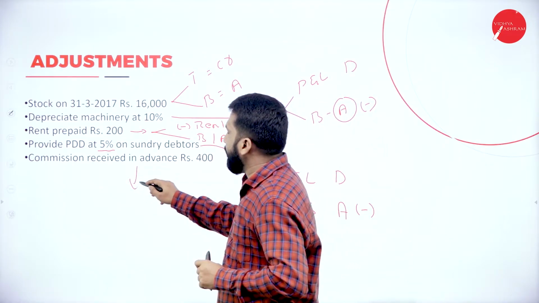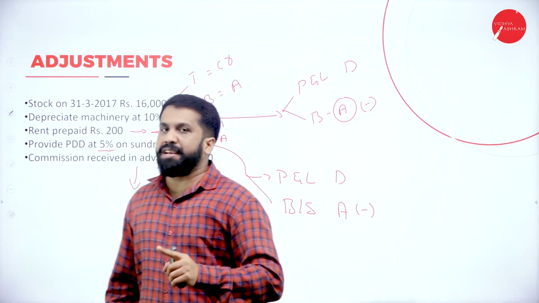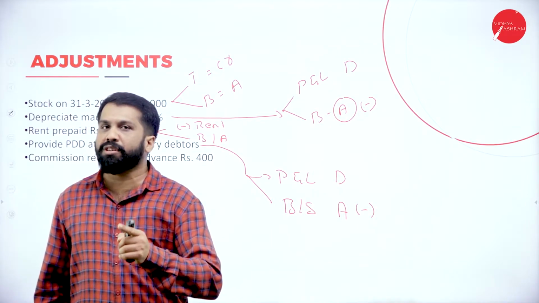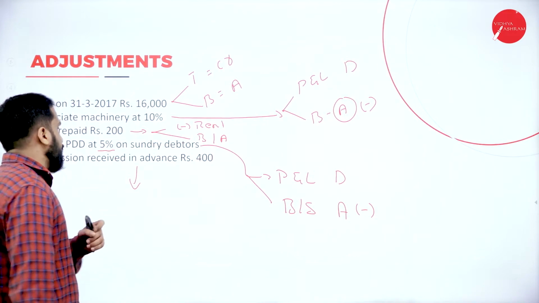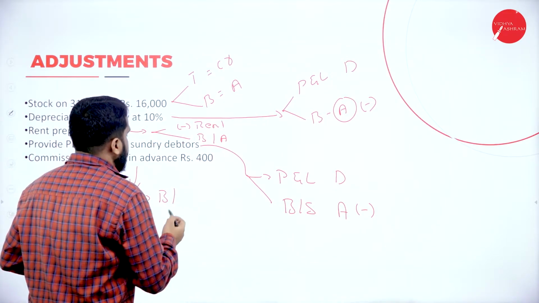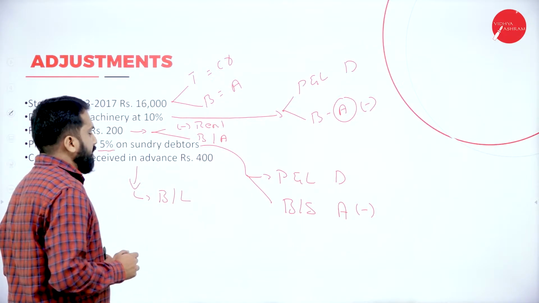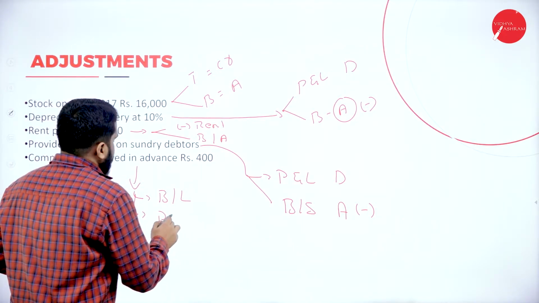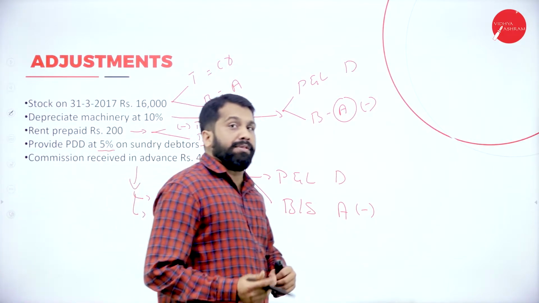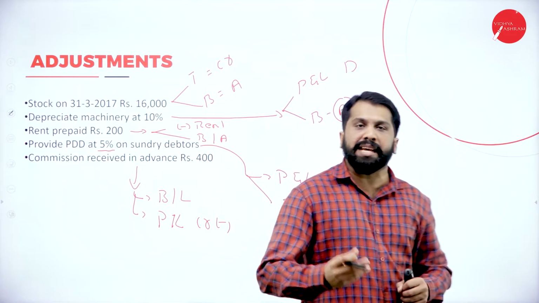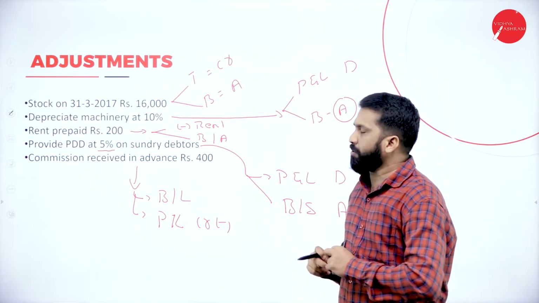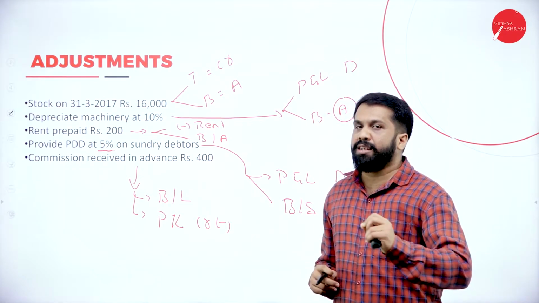Commission received in advance. See, your income you are receiving in advance. For you, it is a liability. Remember, this will be very simple. Advance, one will be balance sheet liability, another one will be P&L credit side, where we have to deduct because you have received in advance. Prepaid, advance, everything has to be deducted. But income you are receiving in advance will come under balance sheet liability.